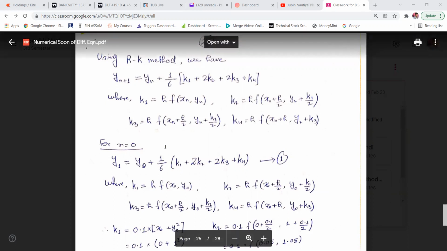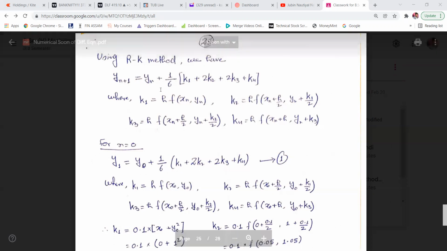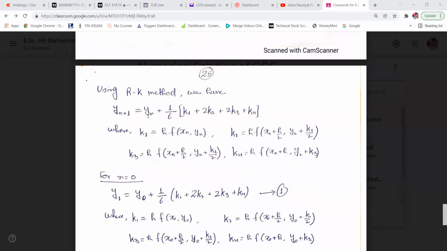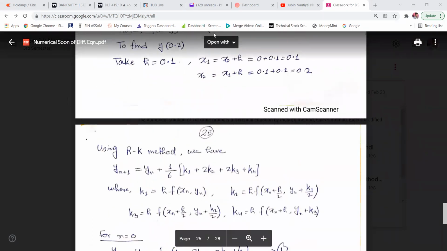So this is the general expression for finding the solution of a differential equation using the RK method. Now you know at what point you need to find the value of y, that is at the point x2, at x equal to 0.2. So you have to go from 0.1 and then to 0.2. You can't go directly to 0.2.